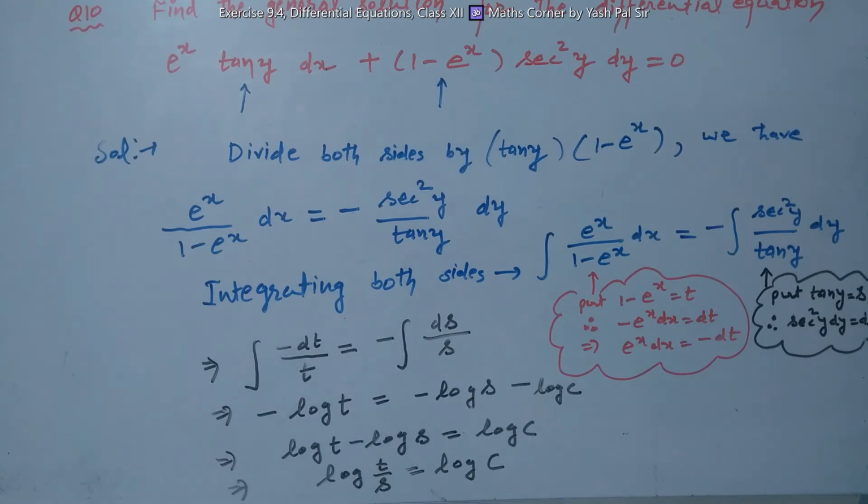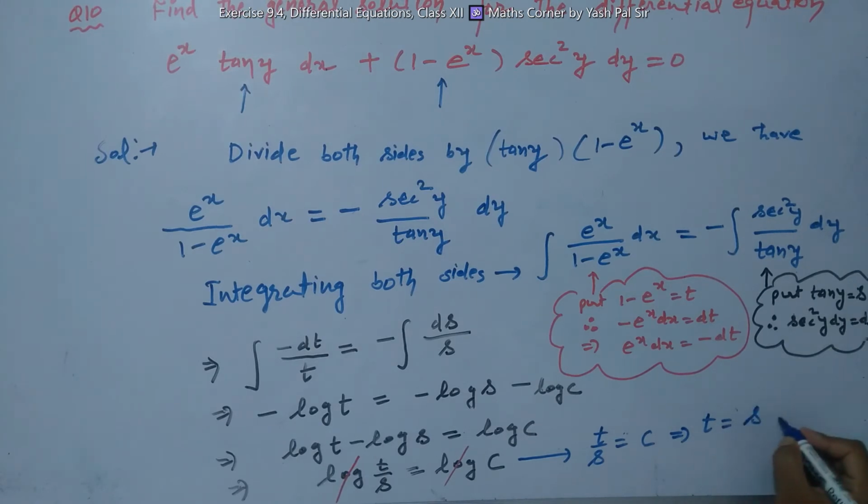Now what we do, the log is cancelled, so we are left with only t upon s is equal to c. That means t is equal to s into c.